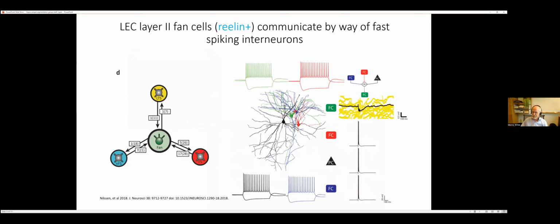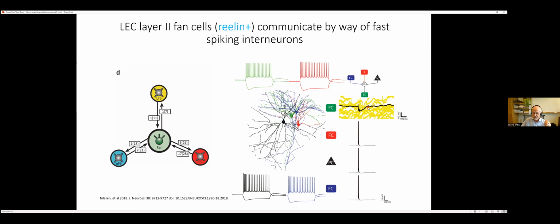So again, we patch from 4 cells. Those are all 4 reelin positive cells. They're 2 fan cells, and in this case, a pyramidal cell that also expresses reelin. So again, they're very similar to the stellate cells. They project to the dentate gyrus. And to our great surprise, if you depolarize 3, you get a hyperpolarizing or inhibitory current in number 4.